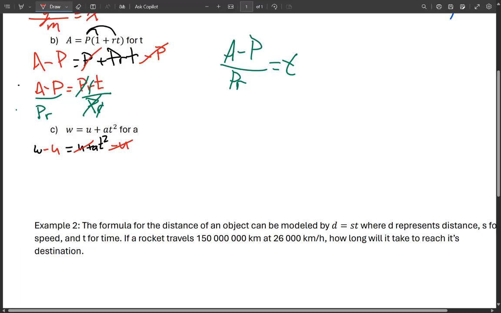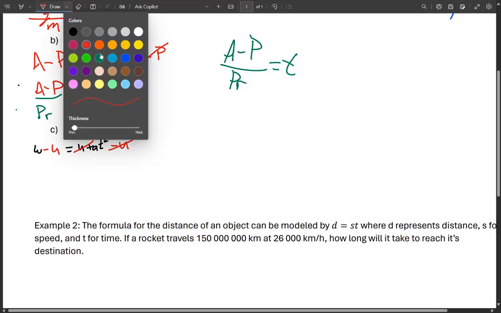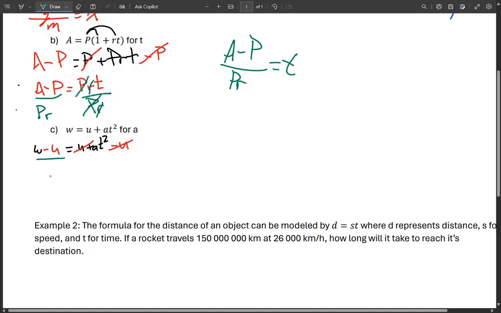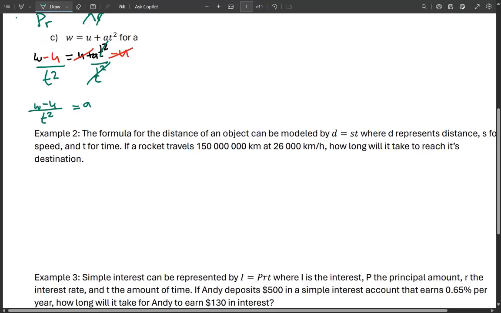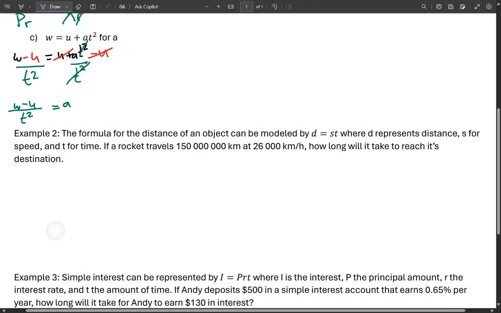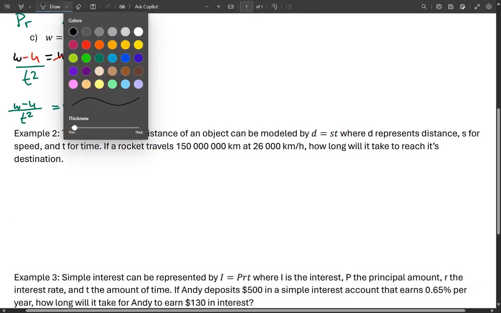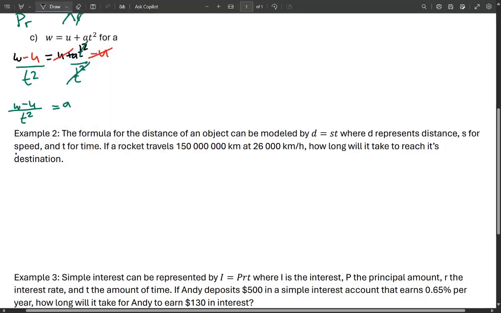Now I'm left with w minus u equals at squared, and I just need to divide both sides by t squared. And what happens is that will cancel out that, and it'll look like w minus u all over t squared equals a. So somewhat straightforward, not super straightforward, but straightforward enough for us to work through it. All right, moving on to the next question, example 2.